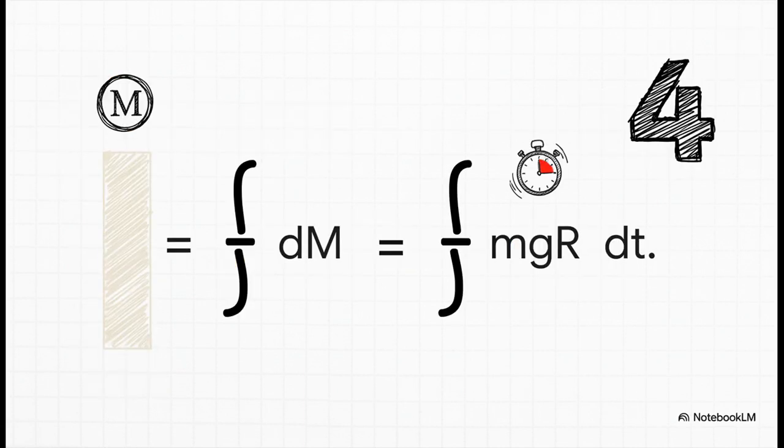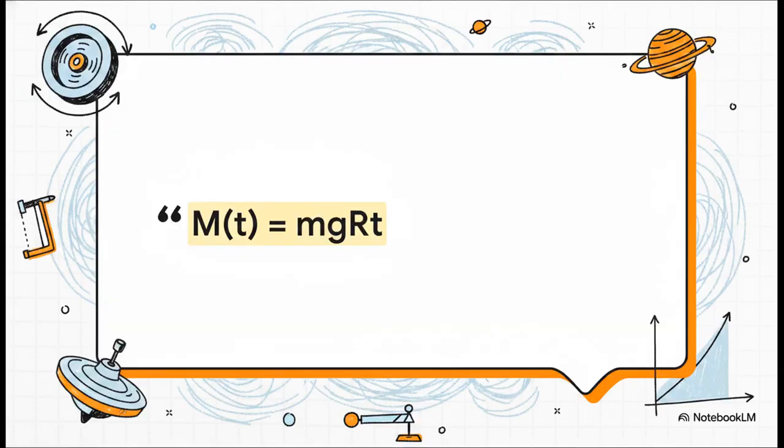We are so close. We have the rate at which angular momentum is changing. So to find the total amount of angular momentum that's built up over a certain time, we just need to integrate. And since m, g, and r are all just constants, this is probably one of the simplest integrals you'll ever have to do. And boom, there's our answer. The total angular momentum of the system is simply mgrt. What this tells us is that the system's angular momentum just grows nice and steady in a straight line over time. It's a beautifully simple and elegant result.